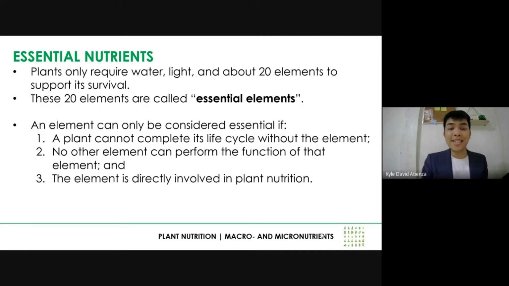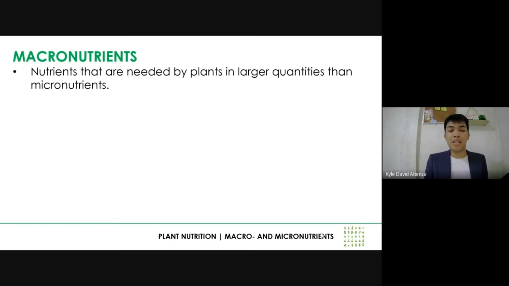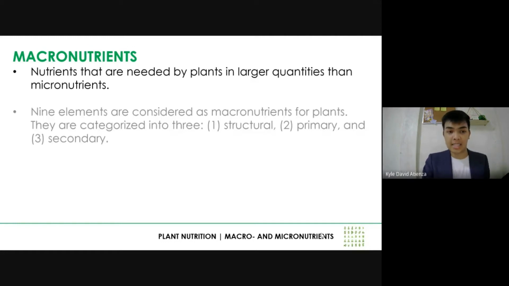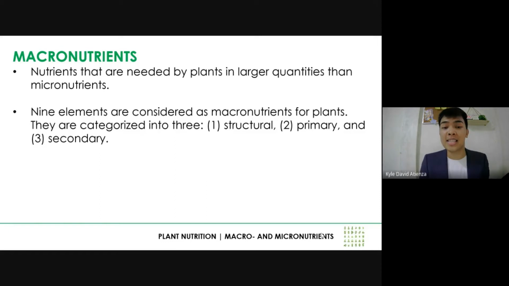So let us now proceed with our first type of essential nutrient, which is the macronutrients. So macronutrients are the nutrients that are needed by plants in larger quantities than micronutrients. There are 9 elements that are classified as macronutrients for plants. They are further categorized into three. First is the structural macronutrients, the second is the primary macronutrients, and the third is the secondary macronutrients. Let us further discuss these categories.